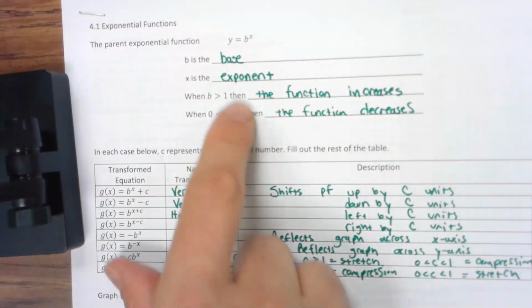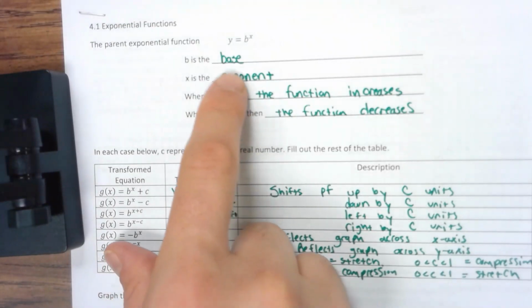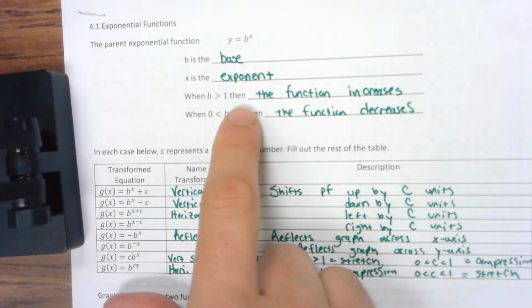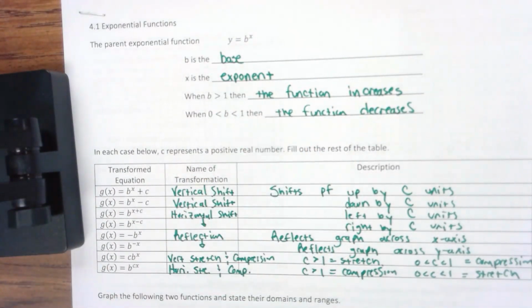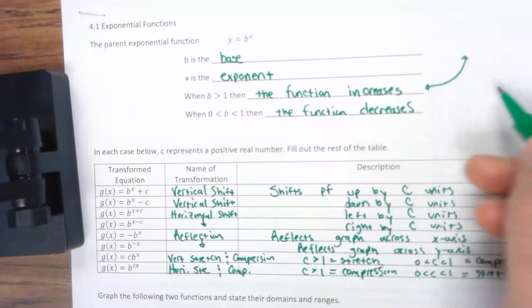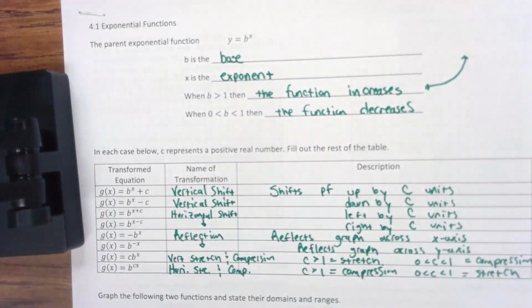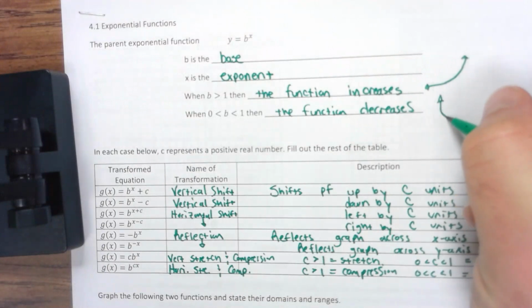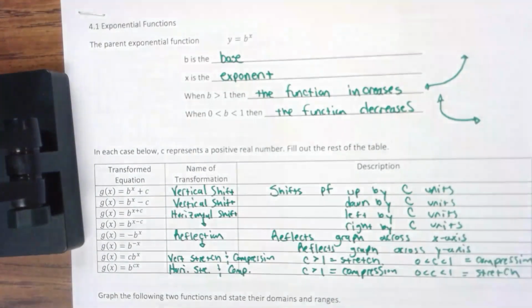Okay, so b is the base, x is the exponent. I feel like the exponent part should be pretty obvious. Base, maybe you had some other answers there, but we want to refer to that part as the base. When b is greater than 1, we're going to describe that function as increasing. Okay, and an increasing exponential is going to have this shape, where as x increases, y is also increasing. But then when the base is between 0 and 1, so usually a fraction or a decimal, we're going to describe that as decreasing.